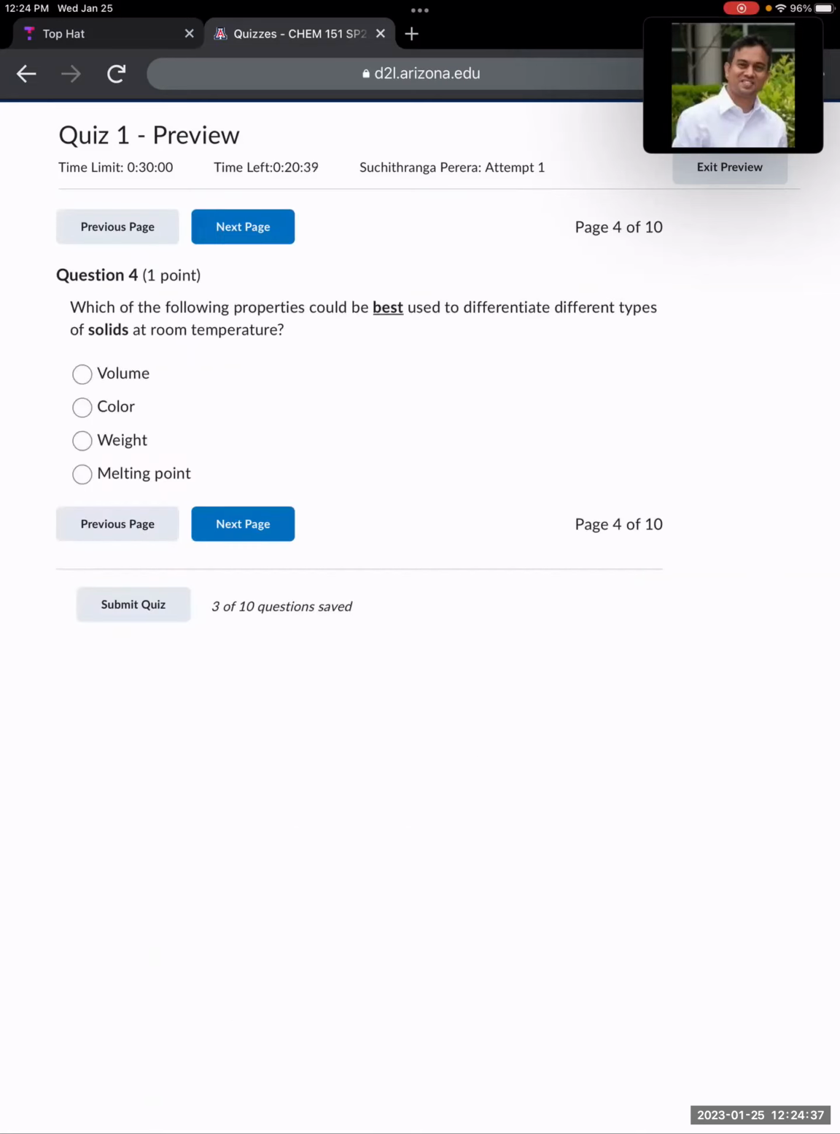Okay, and moving on to question 4, which of the following properties could be best used to differentiate different types of solids at room temperature? To differentiate something, we need to have differentiating characteristics, which are intensive and unique. And the only intensive property I'm seeing here is the melting temperature. So we're going to go with that for sure.